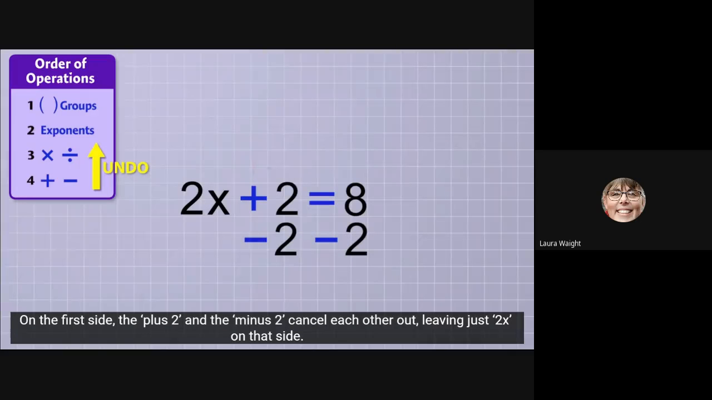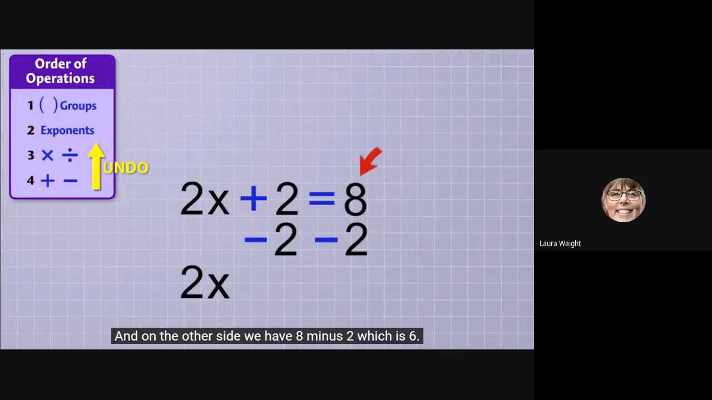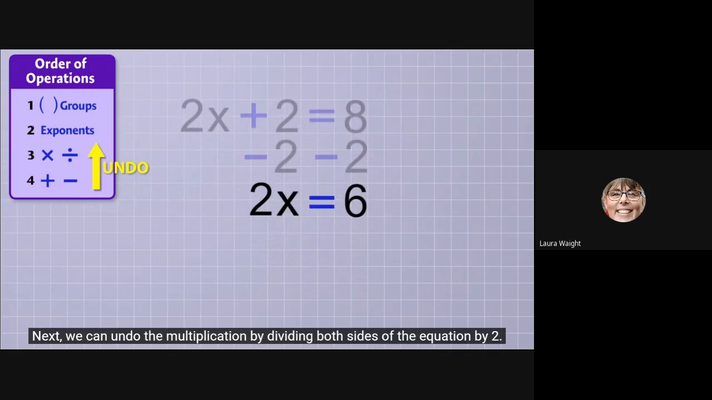On the first side, the plus 2 and the minus 2 cancel each other out, leaving just 2x on that side. And on the other side, we have 8 minus 2, which is 6. Next, we can undo the multiplication by dividing both sides of the equation by 2.